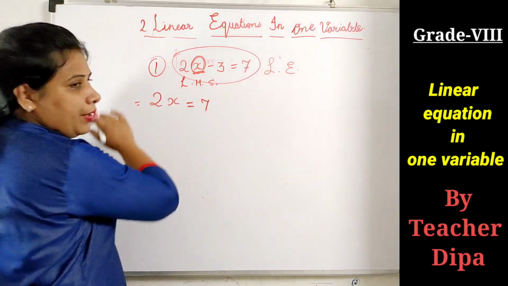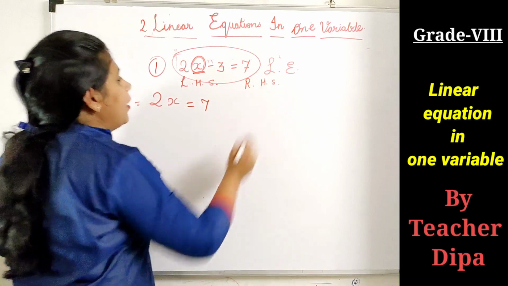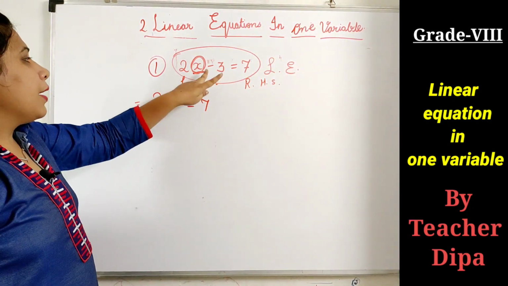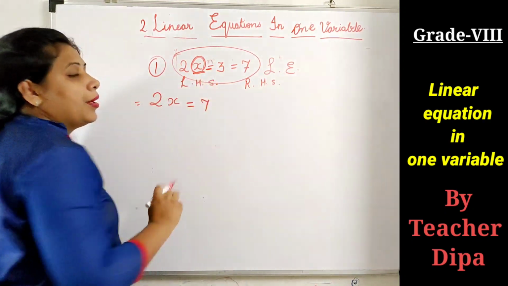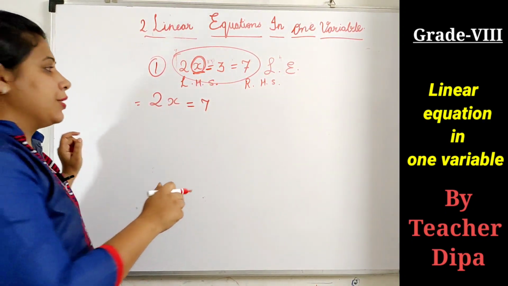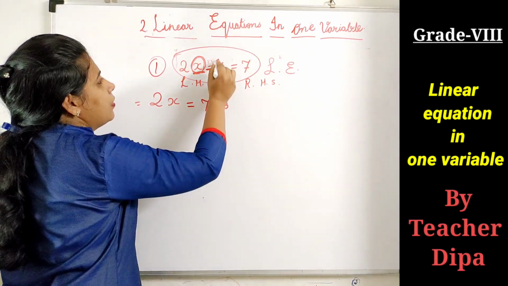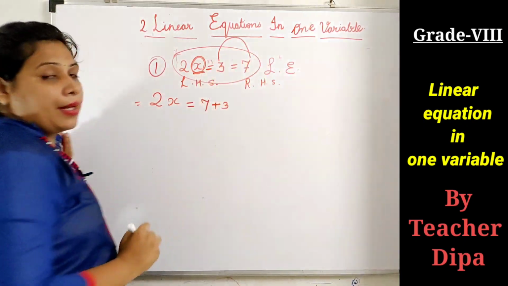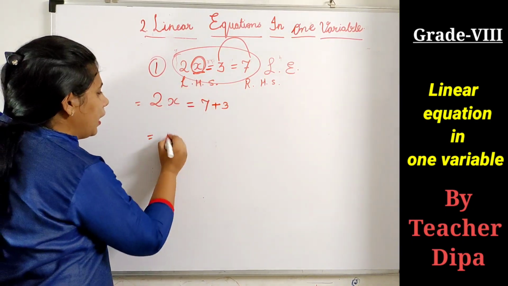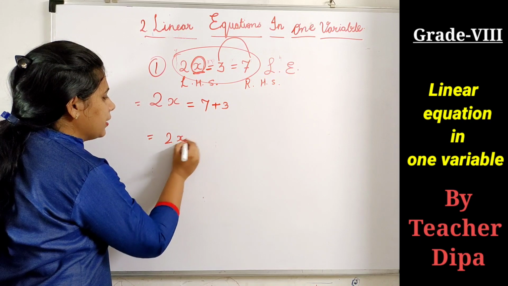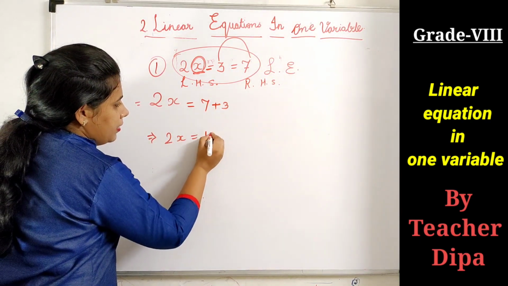LHS side, left hand side, and this is RHS side. When a number is shifted from the LHS side to the RHS, the sign of that number will definitely get changed. So we have to put the sign here, plus 3. It means we are shifting a number to its RHS side. So the equation will become 2x is equal to 7 plus 3 is 10.